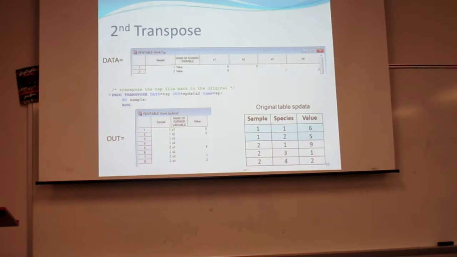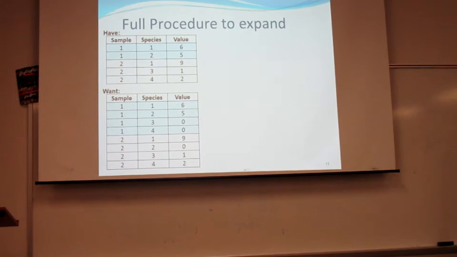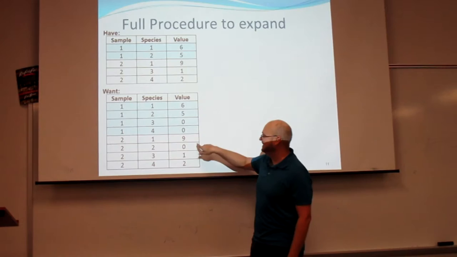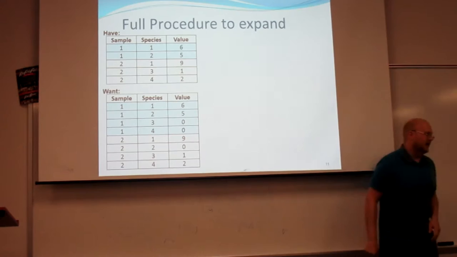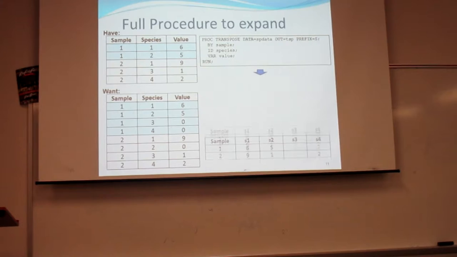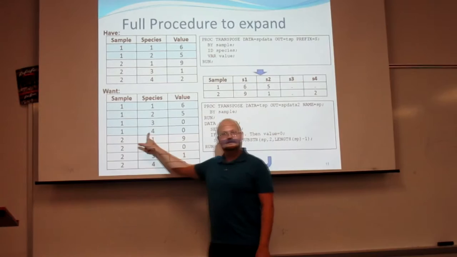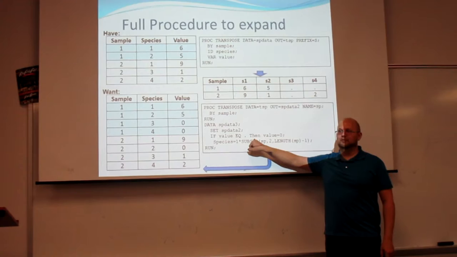Okay. So to reiterate what we did, this is the file that we had in our database of what we went out in the field and counted. What we want in order to do our diversity analysis is this table, the table that has the zeros in it, right? In order to do that, we transpose once. That gave us this, right? We transpose again, and we get this, with a little bit of extra fun in here that we'll go through to see what this stuff means, okay?